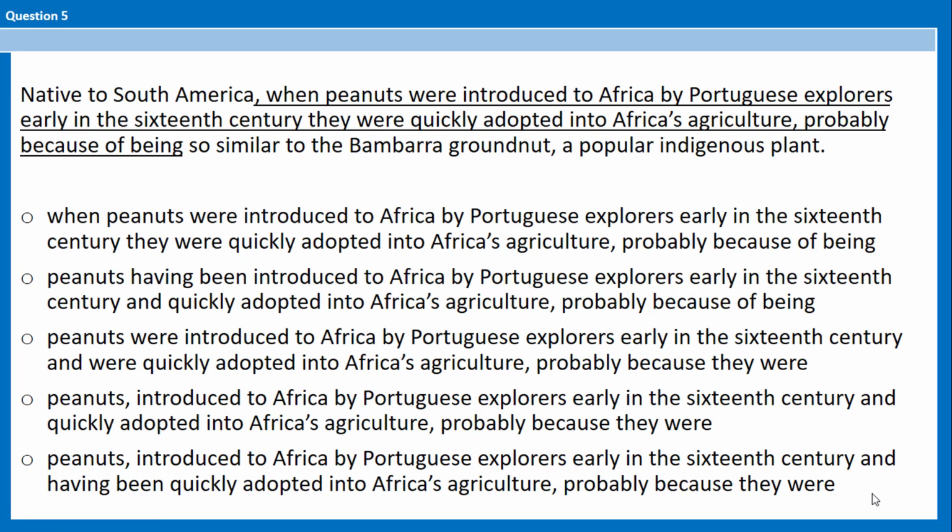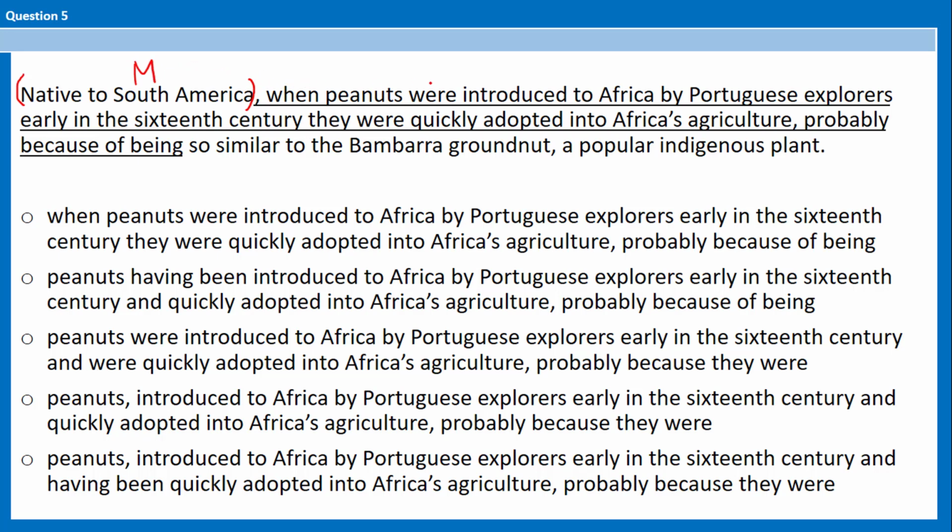Question number 5. Apply the strategy. Remember, find the subject and the verb. Sometimes you have modifiers in between. Okay? In this question, for example, you're starting with the modifier native to South America. Native to South America is a modifier that describes what?